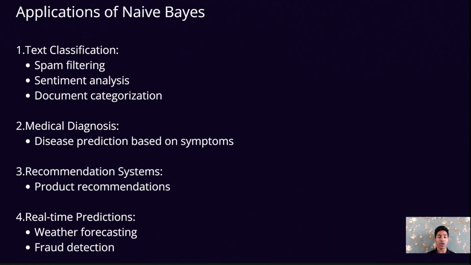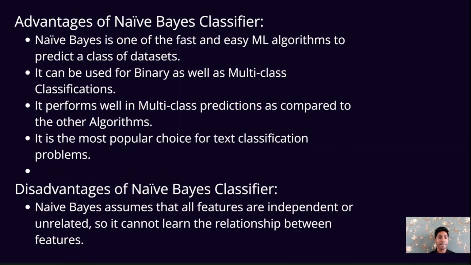Now we have several applications of naive-Bayes classification. First, text classification, which includes spam filtering, sentiment analysis, and document categorization. Second, medical diagnosis, which includes disease prediction based on symptoms. Third, recommendation systems, which includes product recommendations. Fourth, real-time predictions, which includes weather forecasting and fraud detection. So these were several applications related to naive-Bayes classification.